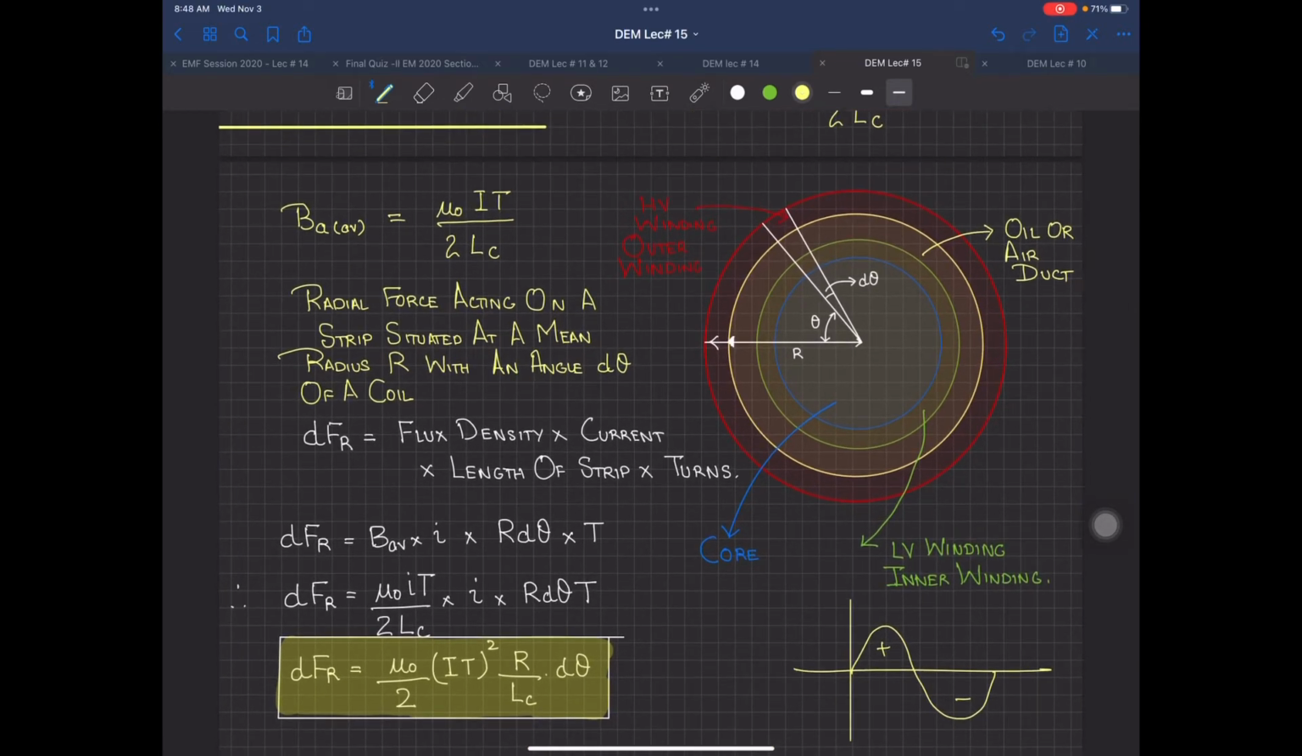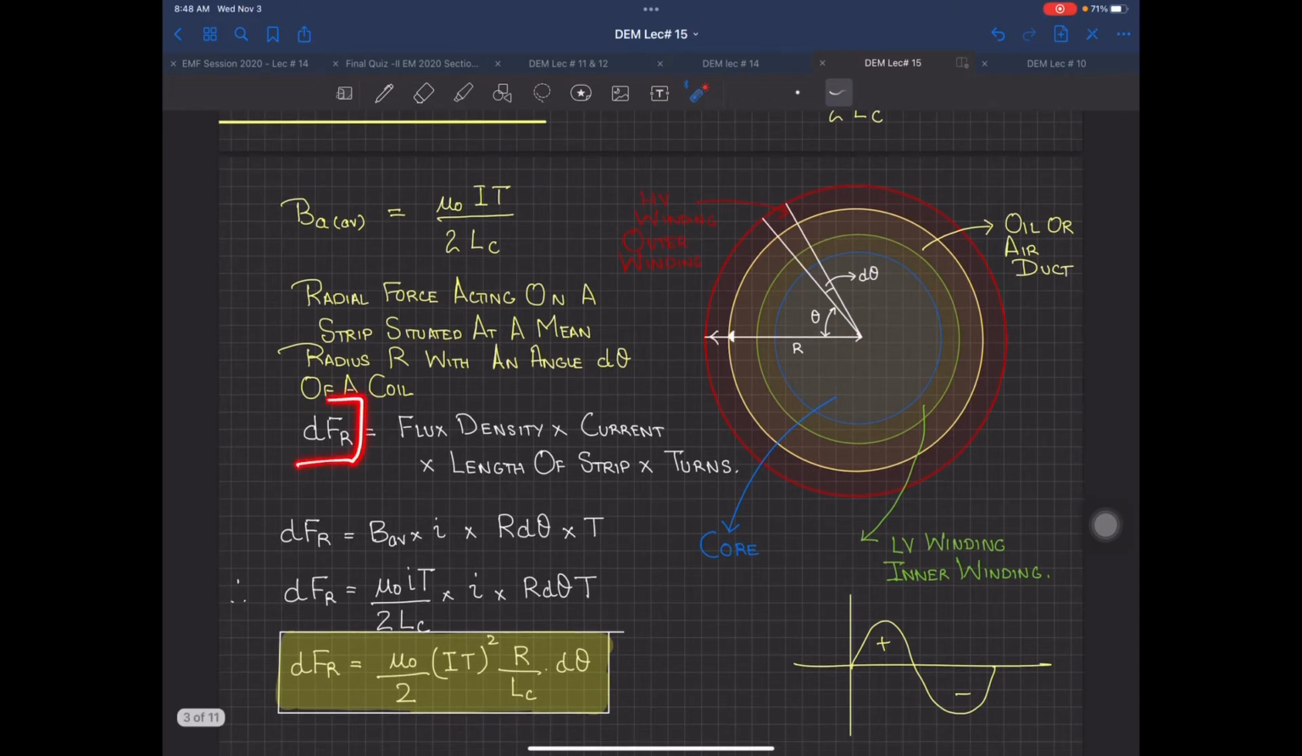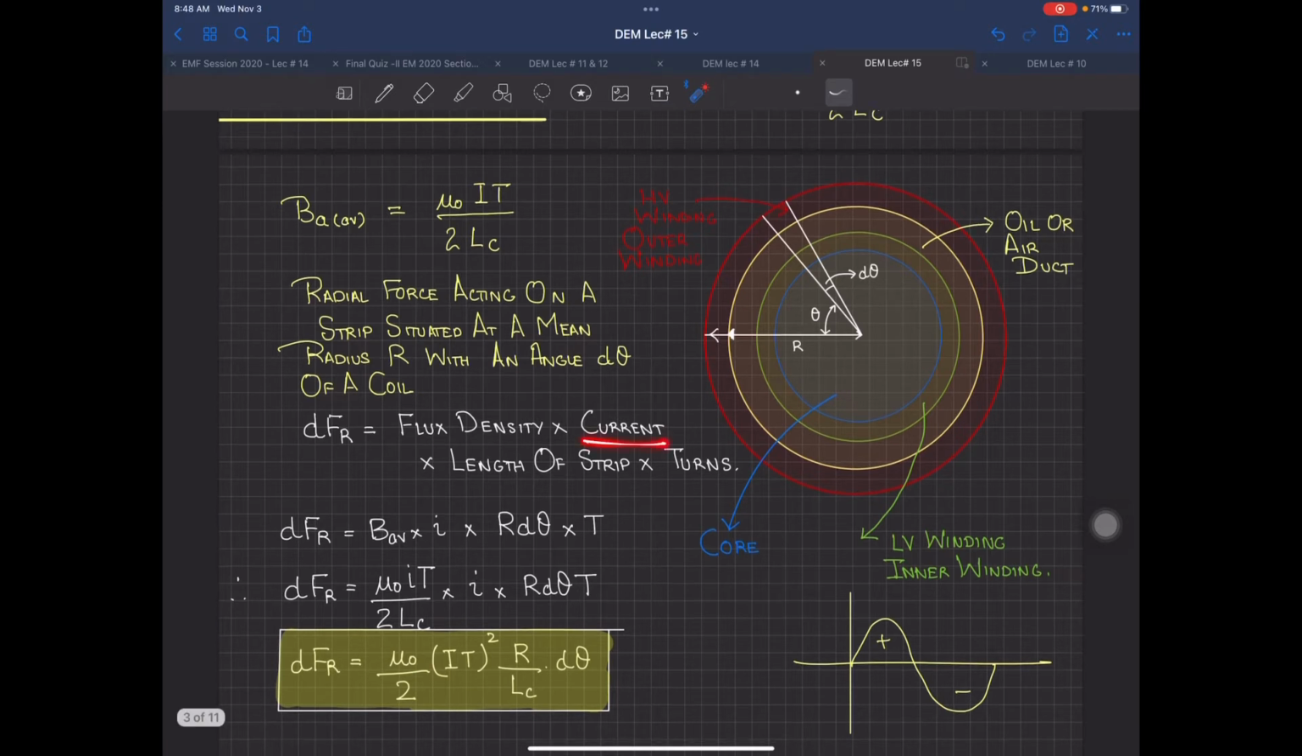Okay, coming on to over here. Radial force acting on a strip situated at a mean radius R with an angle d theta of the coil. So I am taking this small radius or strip over there. Angle is d theta. What will be dFR equal to? That is the force exerted on this strip. F is equal to ILB. So what is I? Current. Length of the strip.